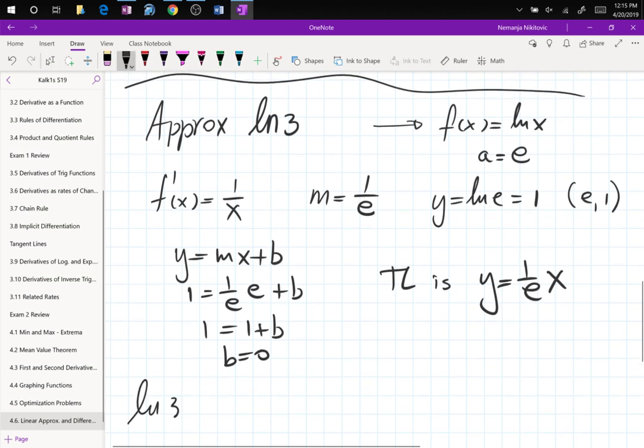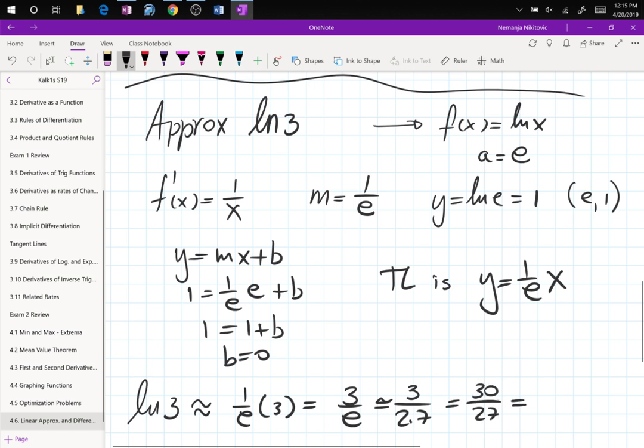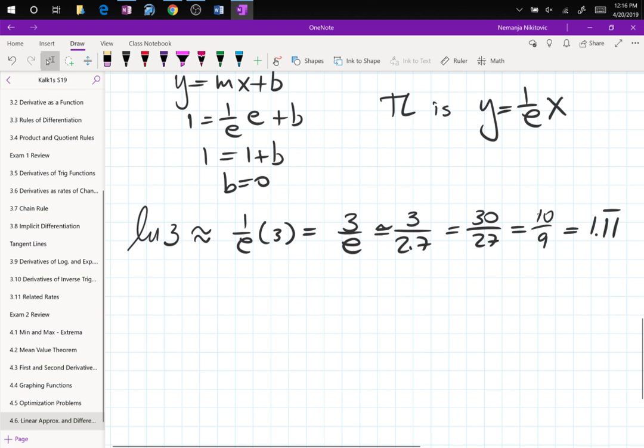So ln 3 is approximated by 1 over e times 3, which is 3 over e, which is 3 over 2.7 approximately, which is 30 over 27, which, when you cancel by 3, is 10 over 9, which is about 1.1 repeated forever. So we calculated that ln 3 is approximately 1.11 going forever.